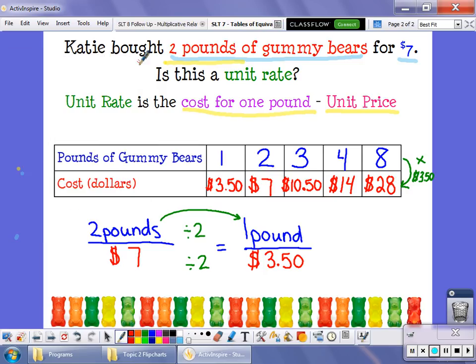Now, if I wanted to write words to explain the rule that I used here, think about what we did. We took our pounds of gummy bears, and we multiplied our pounds of gummy bears times $3.50. And that equaled the total cost of the gummy bears. And I can figure out my rule based on my unit price. So 1 pound of gummy bears is $3.50.